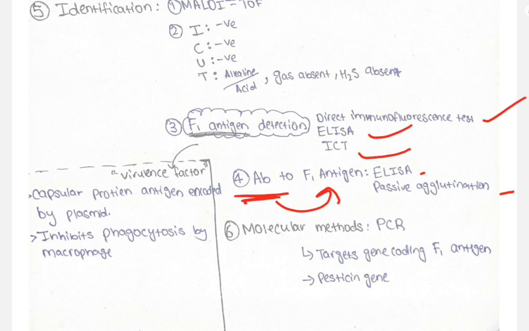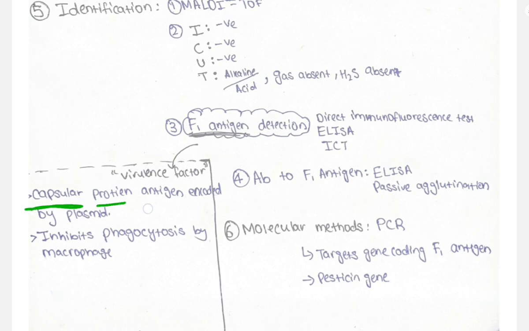Next, we come to the molecular methods, which are PCR, and what we target, we either target the genes coding this F1 antigen, which is the virulence factor, or the pesticin gene. Again, pest came. So let's talk a bit about this F1 antigen in case they ask you about the virulence factor. So this F1 antigen is a capsular protein antigen encoded by a plasmid.